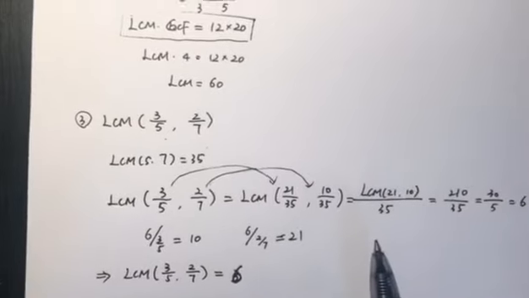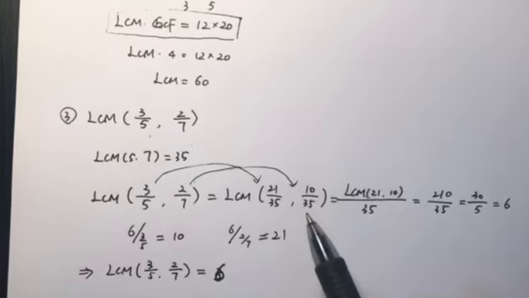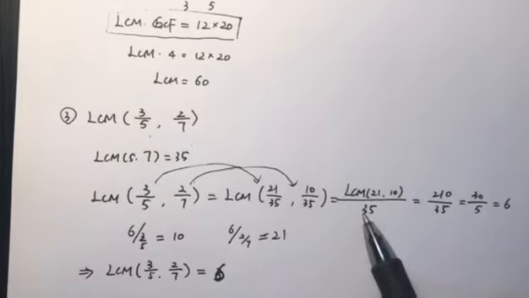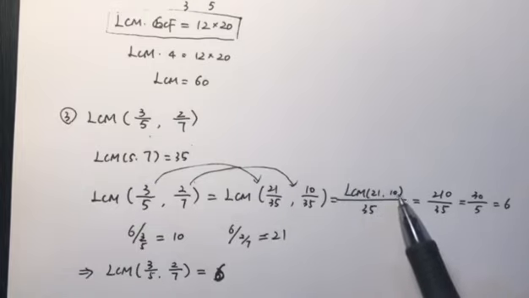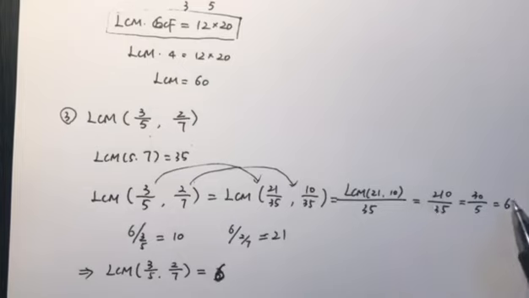Once you did the transformation, you have the same denominator for these fractions, so you can take it out. You can say the LCM of 21 and 10 over 35. The LCM of 21 and 10 is 210. Then divided by 35, you get 6.